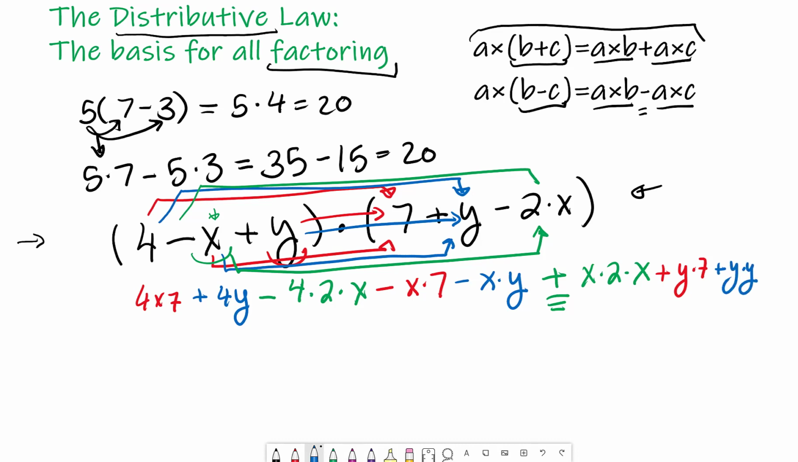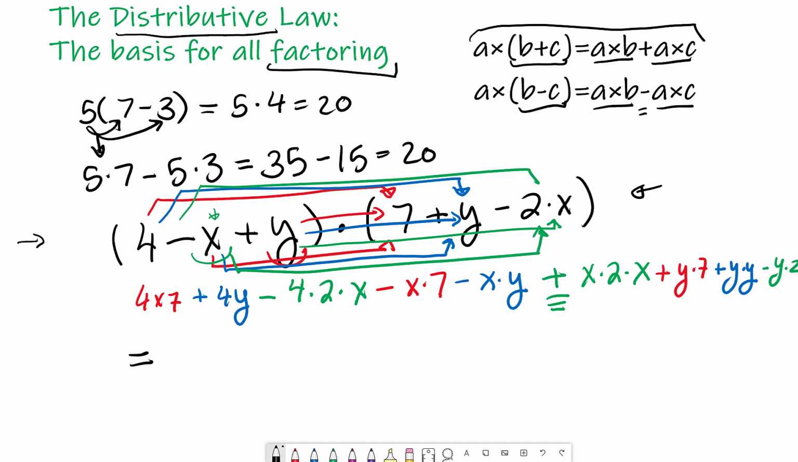And then finally, we have y times negative 2x. Again, we have a negative, so we have minus y times 2x. Okay, and now we can add all these terms together. So what do we get?